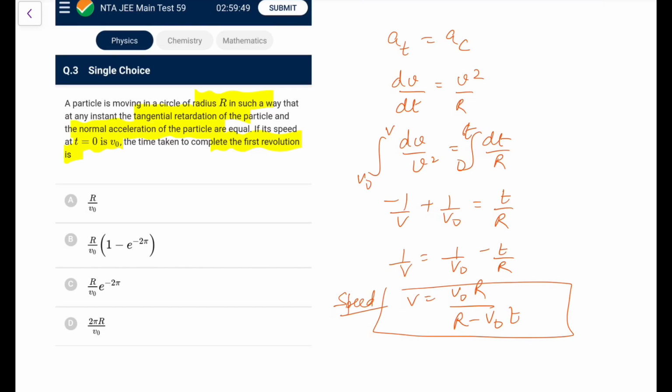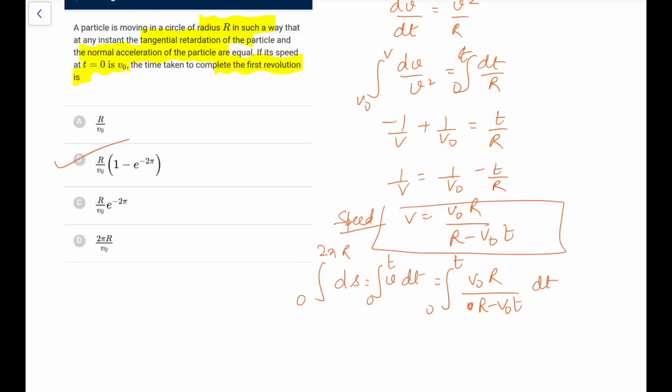To complete one revolution, distance is what we now know is equal to 2 pi r, and we know displacement is v dt. So I can write ds equals v dt integrated. This is from 0 to 2 pi r, and this would be from 0 to t. So v is v naught r upon r minus v naught t. Okay, so this is not going to be an easy integration for me, but let me try it.